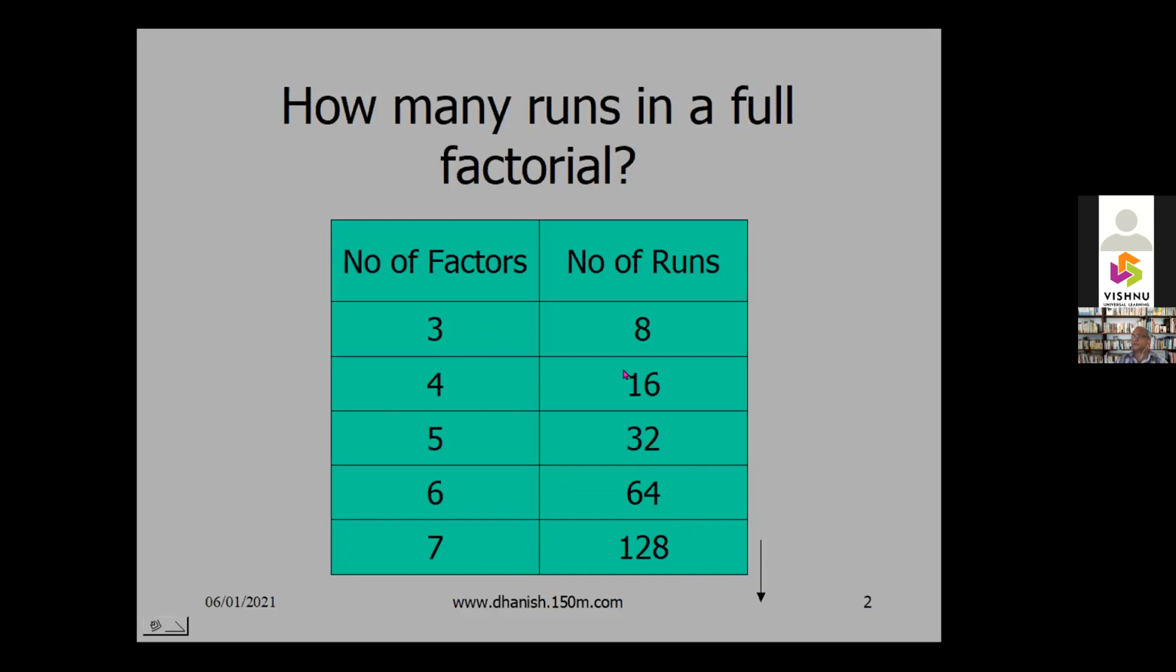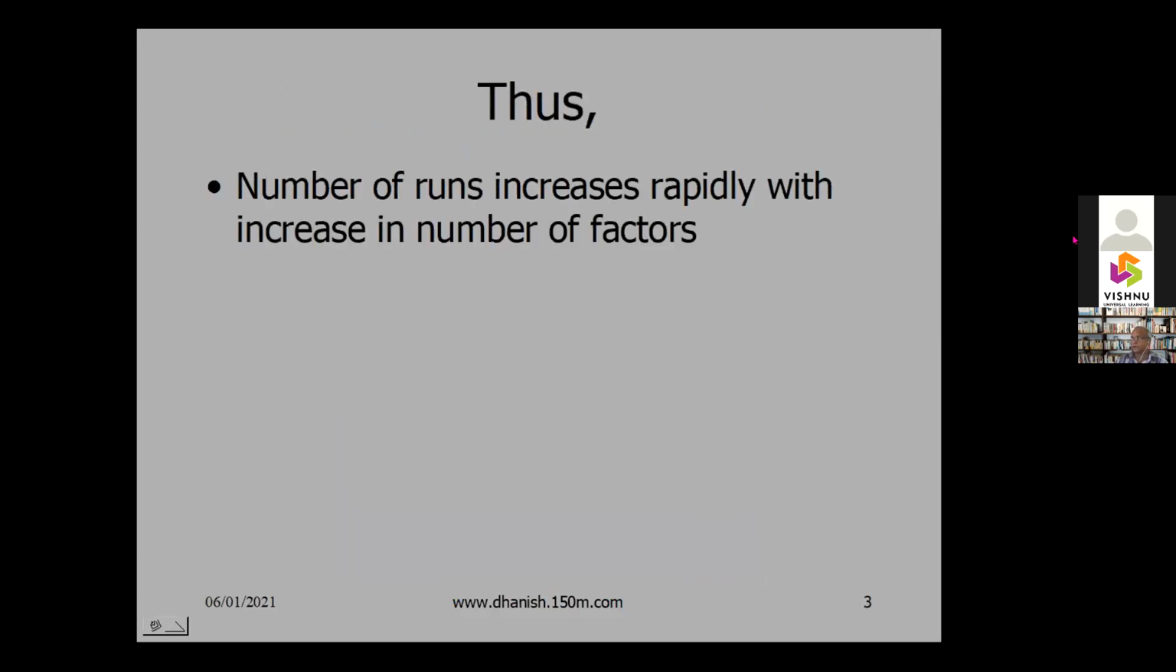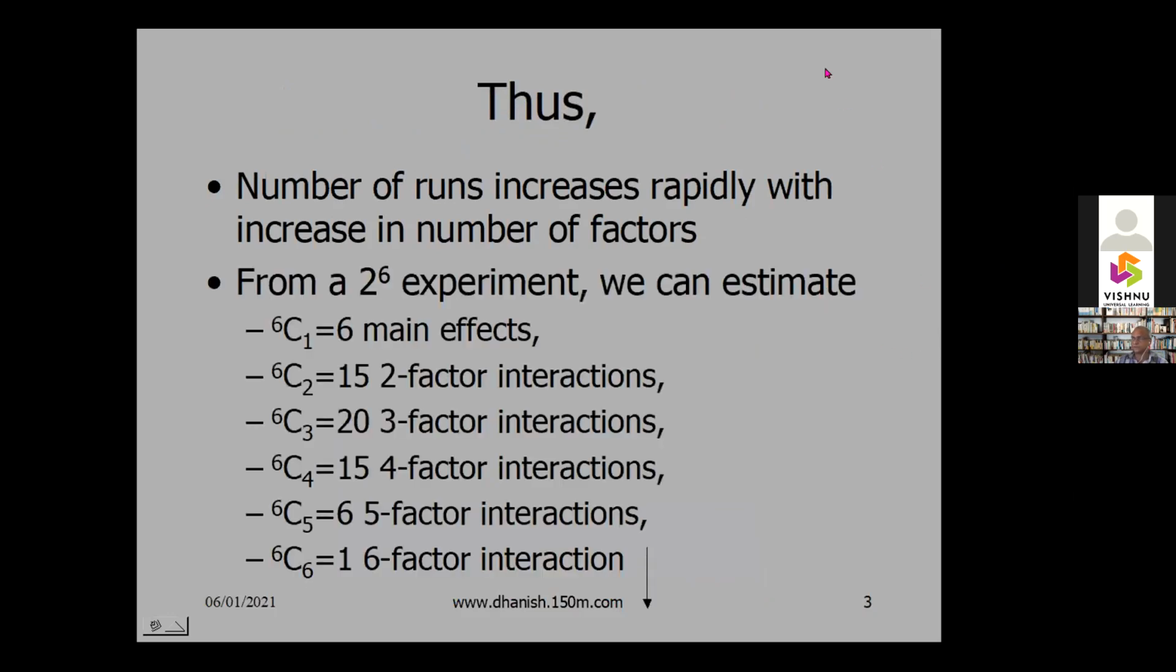With 3 or 4 factors, perhaps a full factorial is okay. So that's why we want to try to reduce the number of runs from 128 to say 16 or 8, so that it is a manageable experiment. So how do we go about this? The number of runs increases rapidly with increase in number of factors. So why is it so?